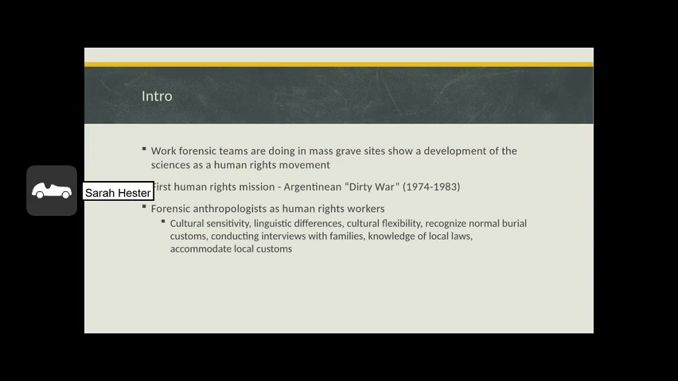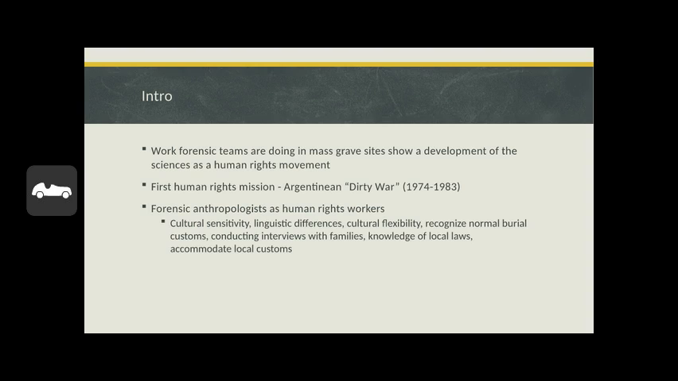Overall, this process really cements the concept of forensic science in its role as part of the human rights movement. The first documented mission of this nature took place after the Argentinian Dirty War from 1974 to 1983. From here, the movement has only snowballed, leading to increased funding, participation, interest, and scope of abilities.